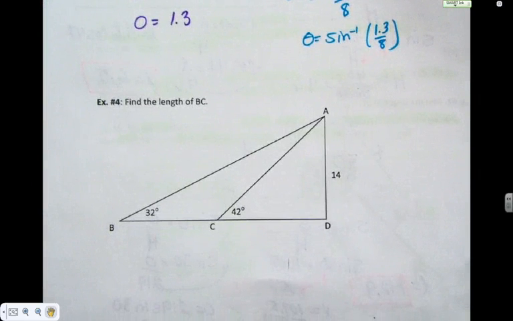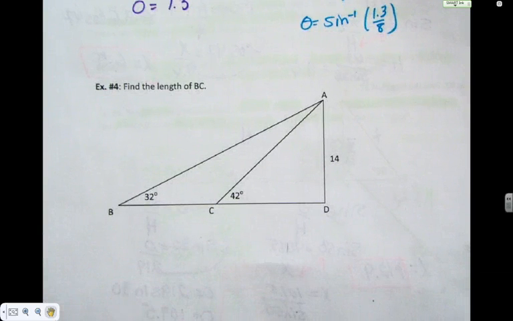Number 4, I don't want you to do anything yet. I just want you to talk. So if you've already got a partner, great. If you chose to work alone, great. Just turn to someone. Just talk about how you would do this question. So what would you find first? What would you use to find it? Just talk about it for a couple of minutes.